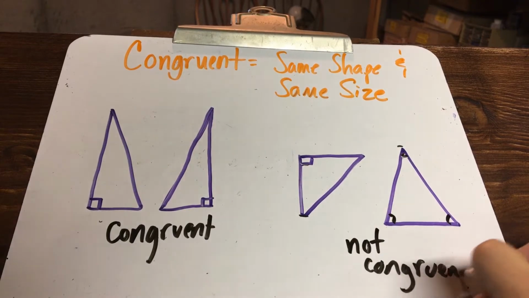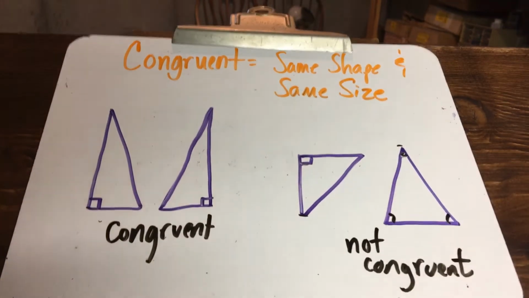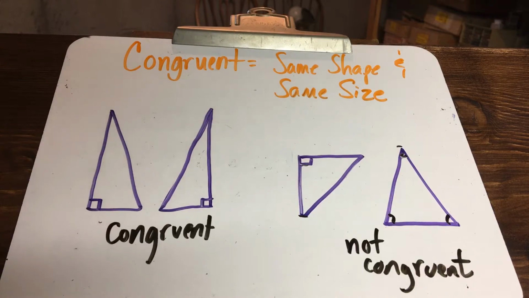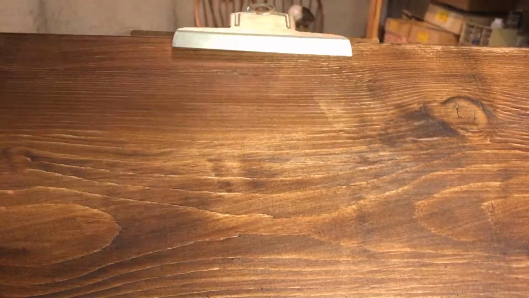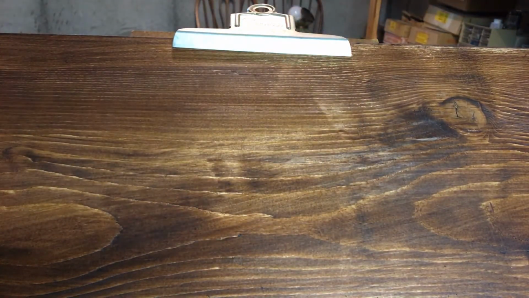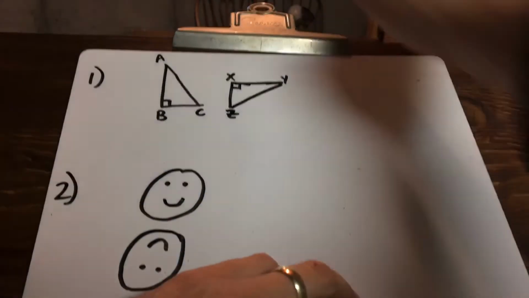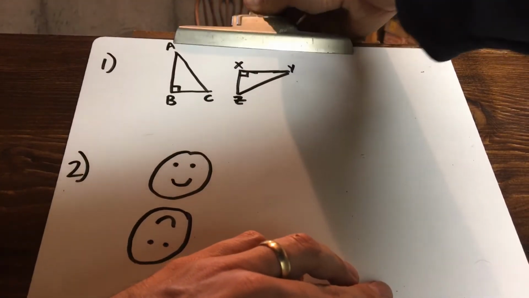So what we're going to have today is a bunch of shapes. They're going to ask us, hey, are these congruent or not? And if they are congruent, what type of transformation do you have to do to make the one shape reflect or flip or slide onto the other one? For example, here we go.